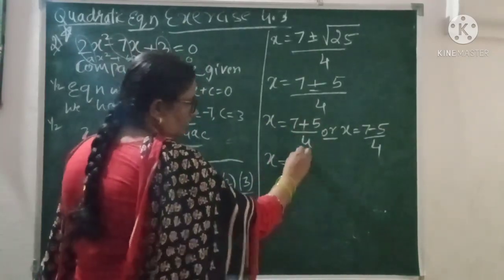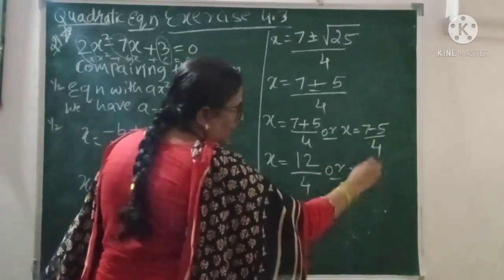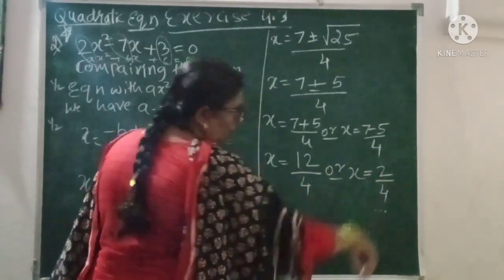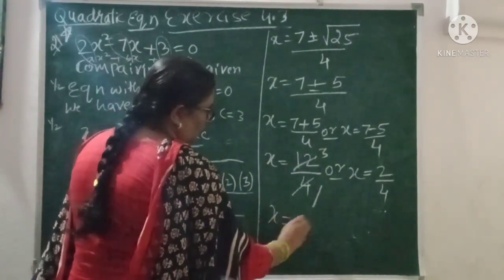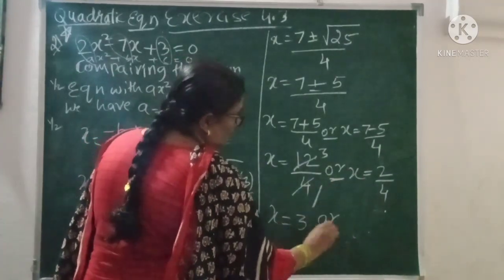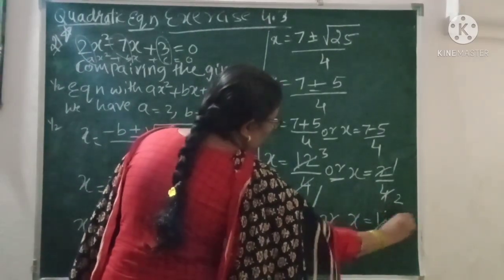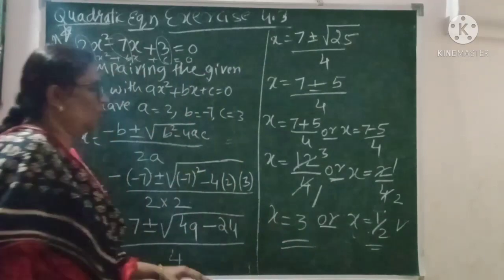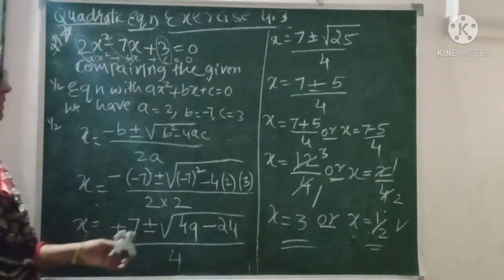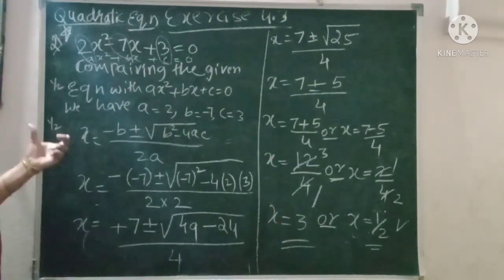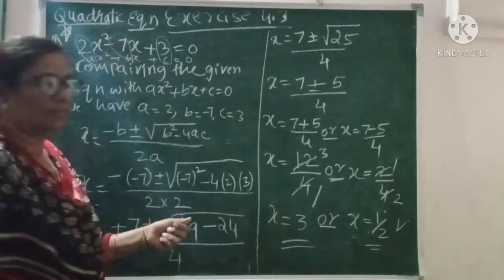Hope people are understanding now. x is equal to 7 plus 5 is 12 upon 4, or x is equal to 7 minus 5 is 2 upon 4. Now, if you want, you can simplify: 4 threes are 12, so x equals 3, or 2 ones are 2, 2 twos are 4, so x equals 1 by 2. These are the two roots which you have got using the formula of quadratic equation. This way you have to solve the question with all the needed steps in a simple way.